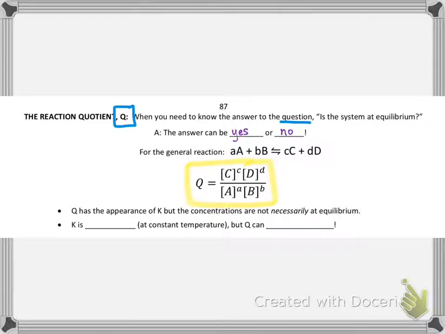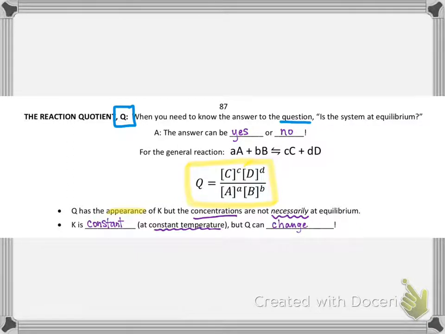You might be thinking, wait, isn't that how we write out the expression for K? Well, yeah, actually, it's exactly the same way we write it. But here's the thing. It looks like K, but if you're writing an expression for Q, it means that the concentrations you're plugging in are not necessarily at equilibrium. Either you know for sure it's not at equilibrium, or you honestly don't know. So, K is a constant at room temperature, but Q can change.